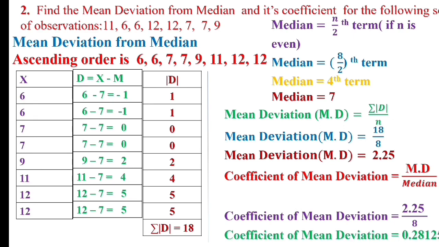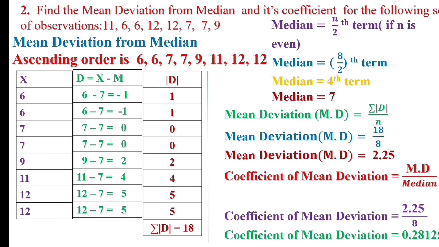Here is one more thing you need to remember. The coefficient of any measure of dispersion will come less than 1. In some cases equal to 1. Okay, that is 1. In this way we can find the mean deviation from median.